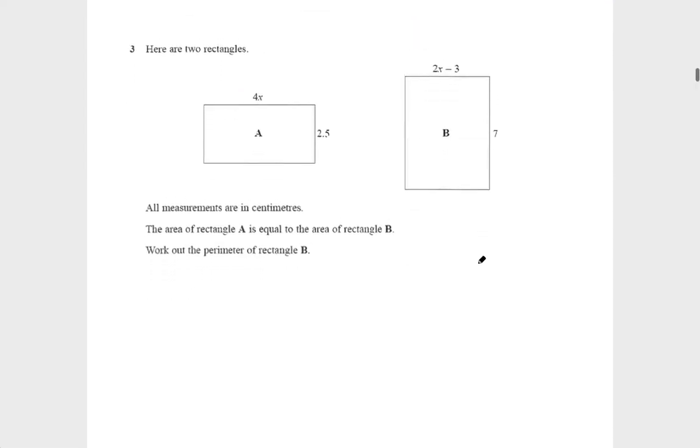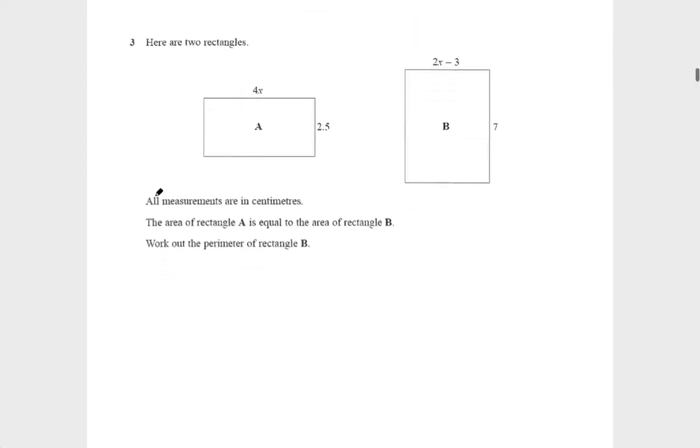Question 3, here are two rectangles. All measurements are in centimetres. That means our answer is probably going to be in centimetres. The area of rectangle A is equal to the area of rectangle B. Work out the perimeter of rectangle B. So with any of these algebra questions, we want to first of all use this statement to create an equation.